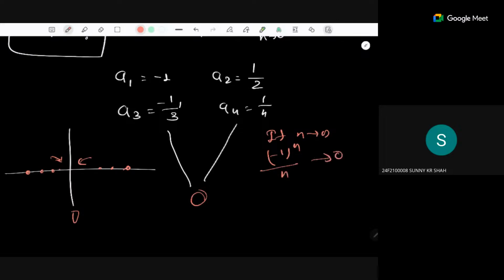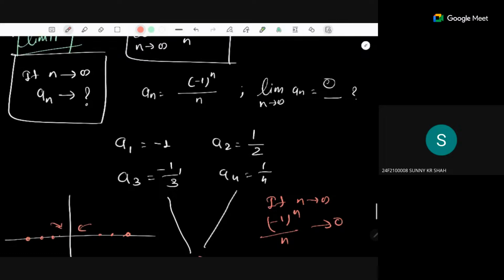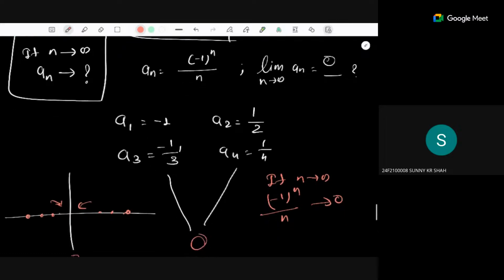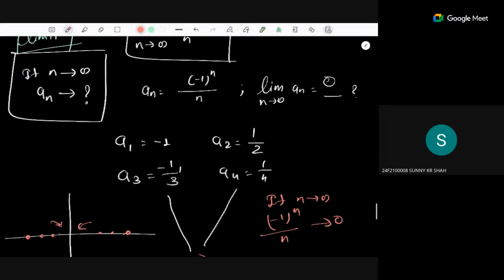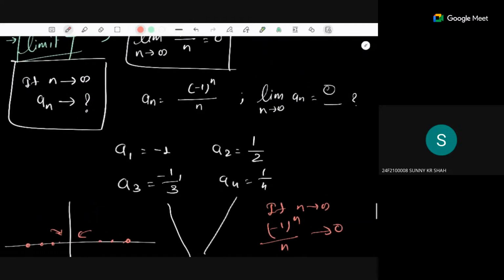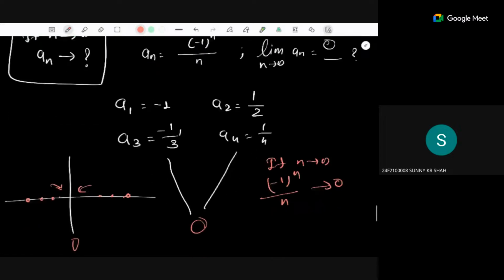Okay, so these are another type of sequences whose limits we want to understand. What you do is take two partitions of those sequences, the positive values and the negative values, and observe whether both are going to the same value or not. If yes, then that will be your limit. If no, that means the limit does not exist. So here the answer is 0: as n goes to infinity, (-1)^n by n goes to 0.